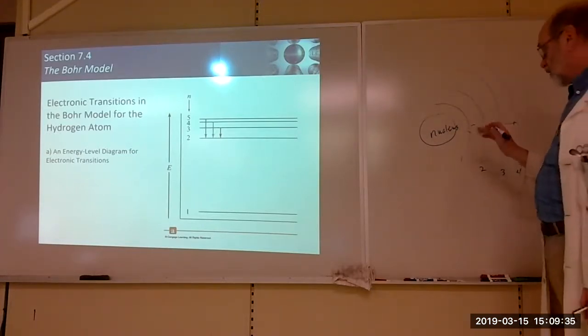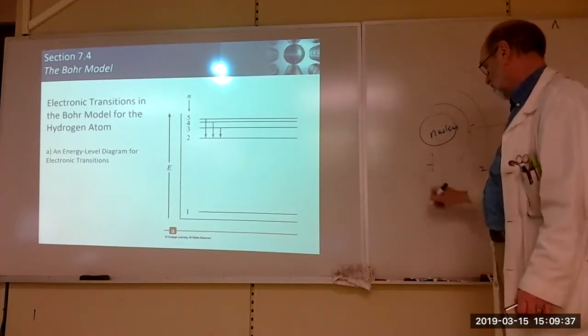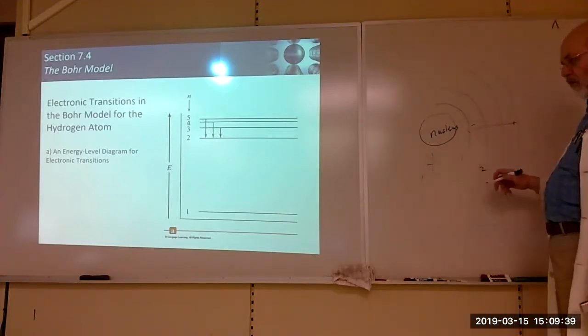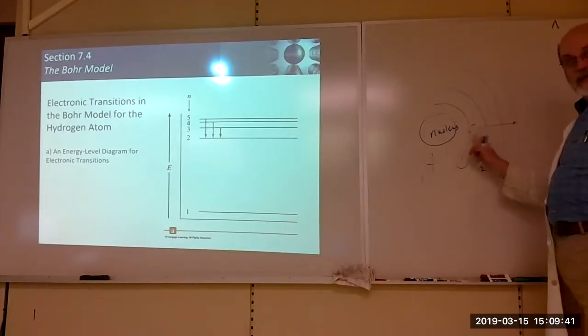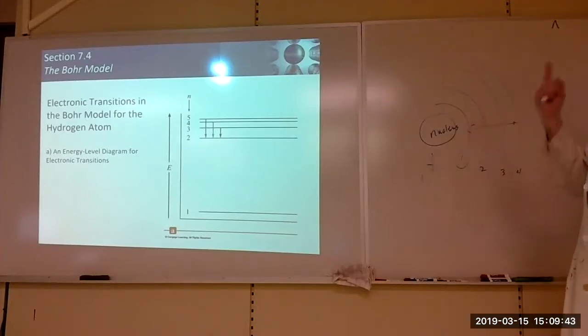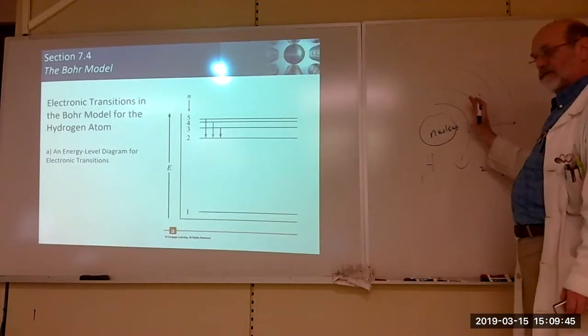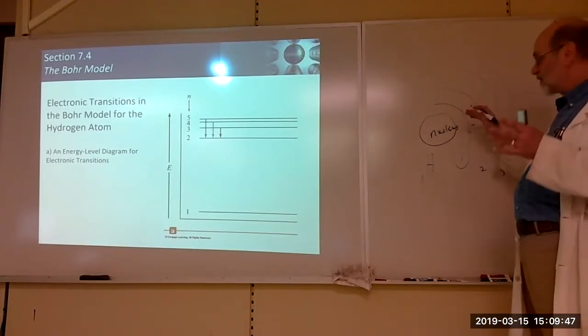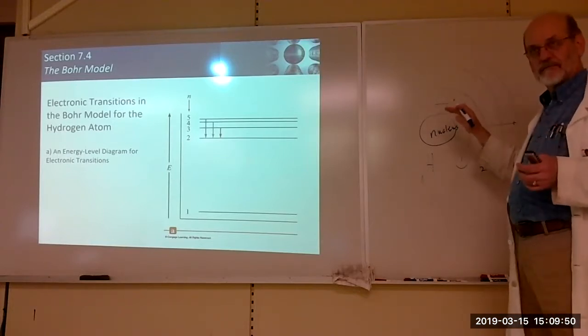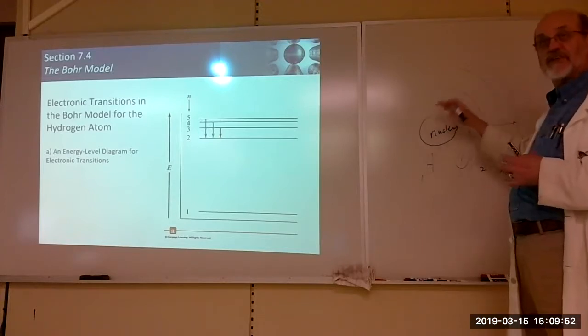Now, for the hydrogen atom, the ground state is in energy level one because it only has one electron, and it's most stable, happiest when its electron is in that level. If it moves to any of these others, it's an excited state.